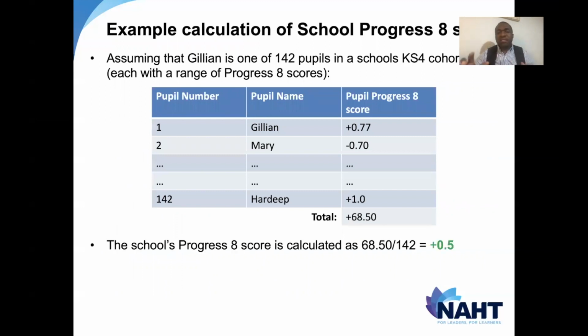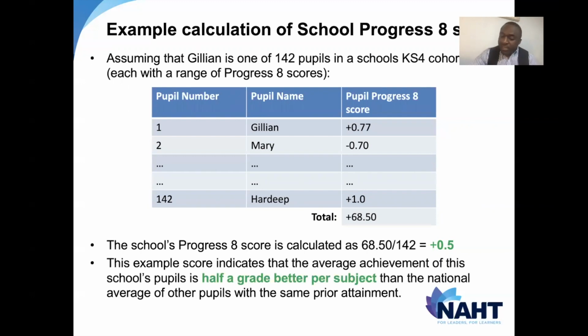Now, where does this matter? If your school is getting 0.5 plus, it matters. That means the school is able to help every child get half a grade better than the national expected grade at the end of Year 11. If they're getting negative 0.5, they get half a grade minus. That is, the kids will do half a grade less than expected compared to the national average.